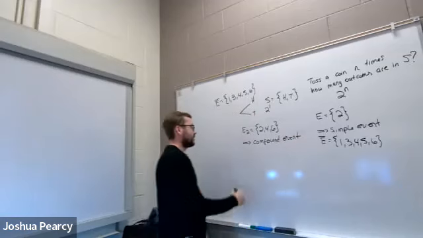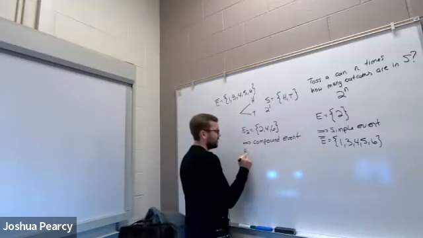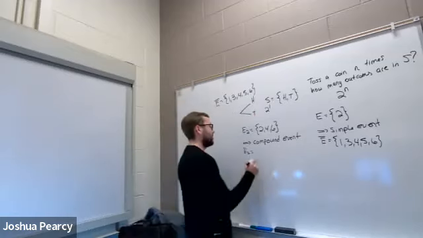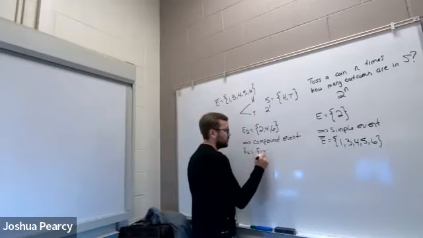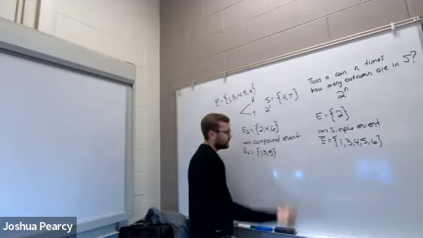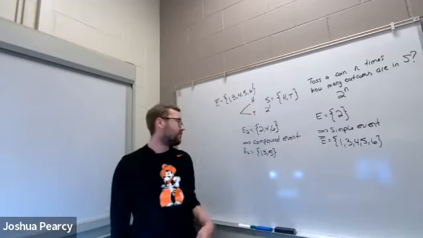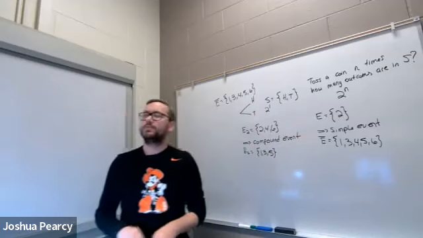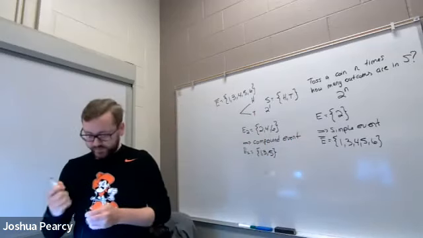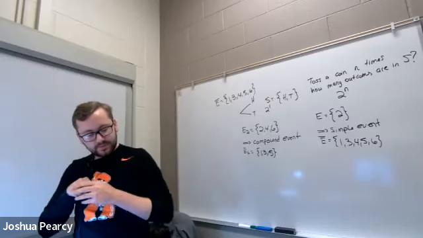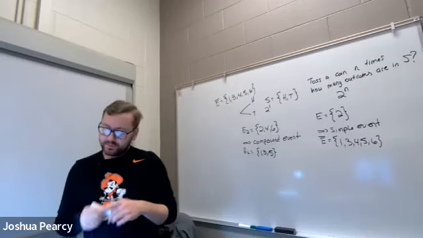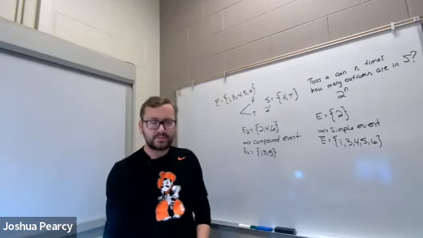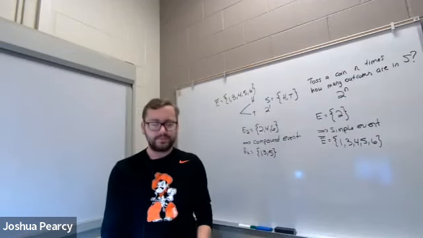So then what is the complement of E2? Yeah, 1, 3, 5, rolling an odd number. So there's 3 outcomes here, 3 outcomes here. 3 plus 3 is still 6. Everyone following along up to there? Awesome.